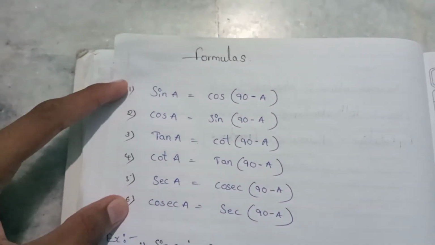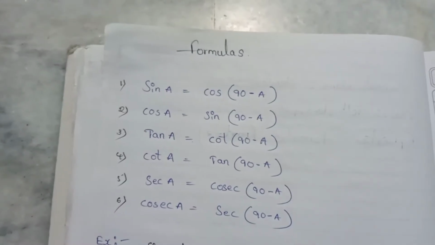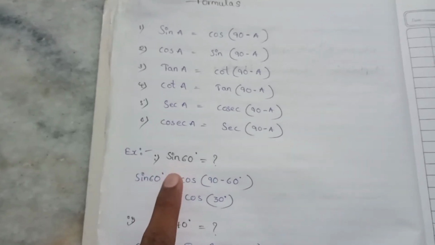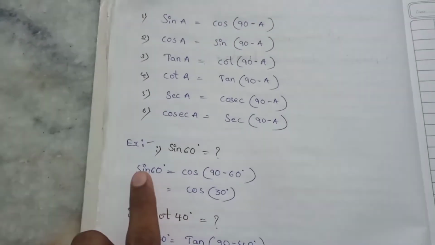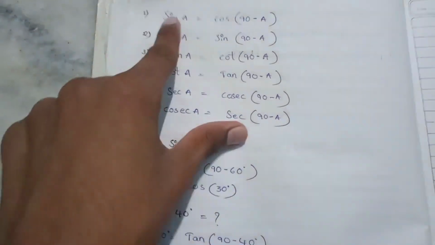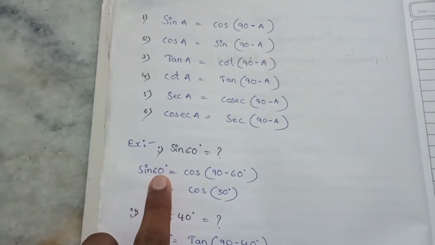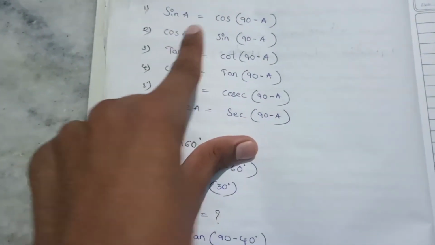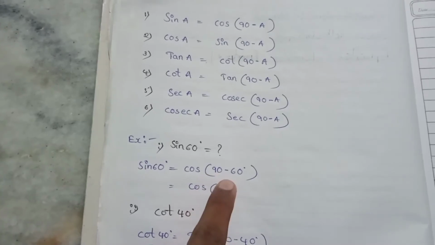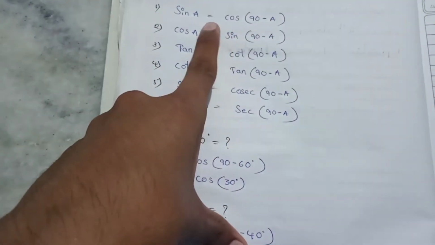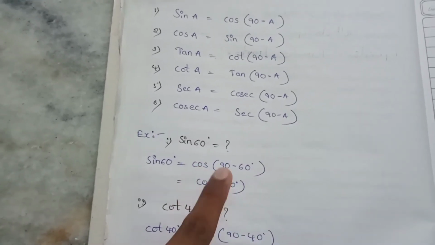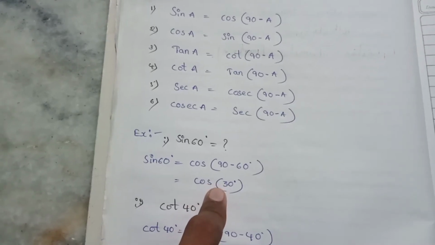But for better understanding, let us go to the examples. Let us take one example here: sin 60 degrees. Here 60 is the angle, so in the place of A it is 60 degrees. What is the formula for sin A? Cos(90 minus A). Cos as it is, 90 minus 60, so cos(90 minus 60 degrees), which is cos 30 degrees.